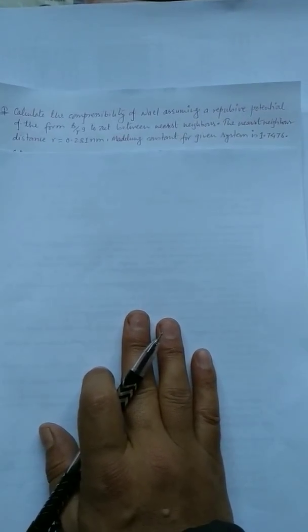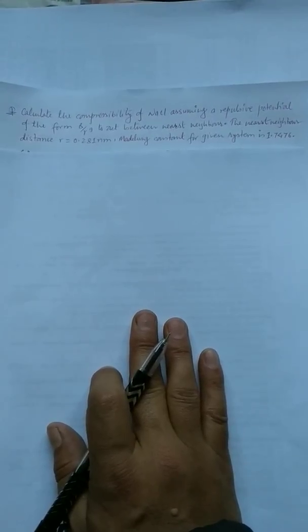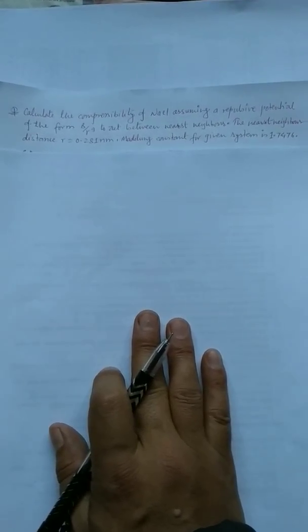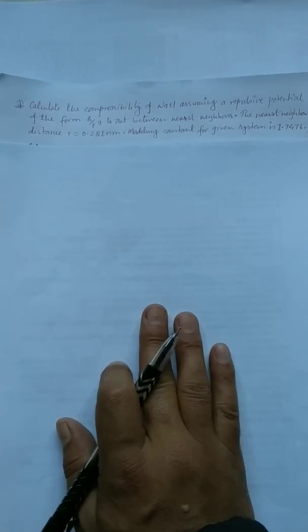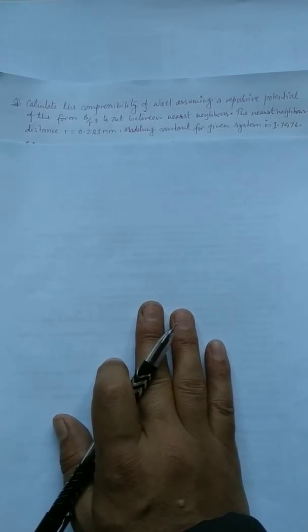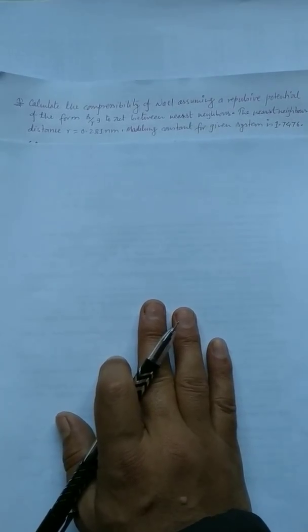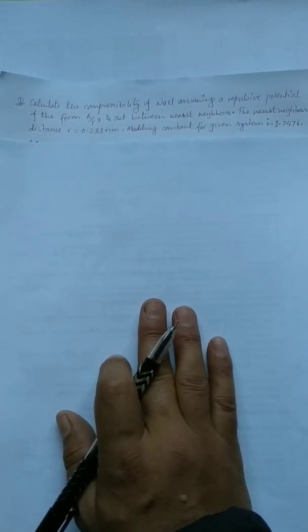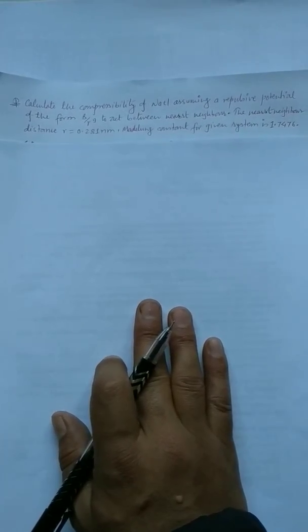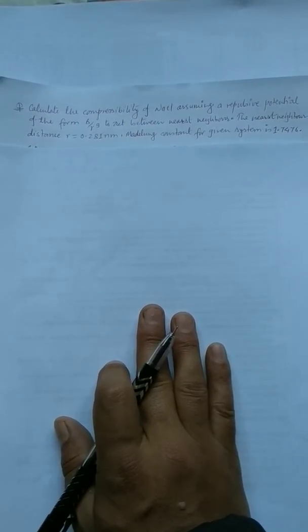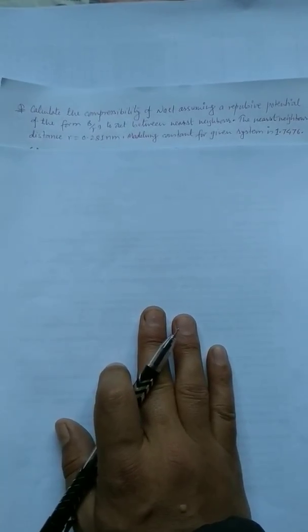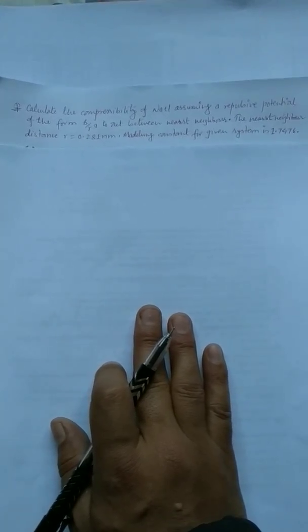Today we are going to solve some problems from solid state physics or chemistry. Here is one problem. The problem says calculate the compressibility of NaCl assuming a repulsive potential of the form B by R to the power 9 to act between nearest neighbor, and the nearest neighbor distance R is equal to 0.281 nanometer. Madelung constant for the given system is 1.746.